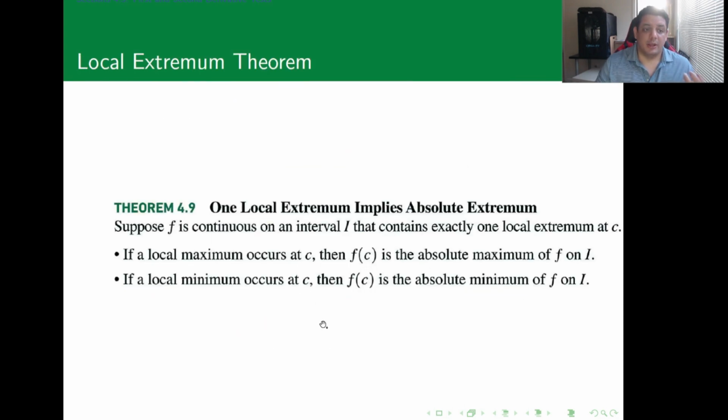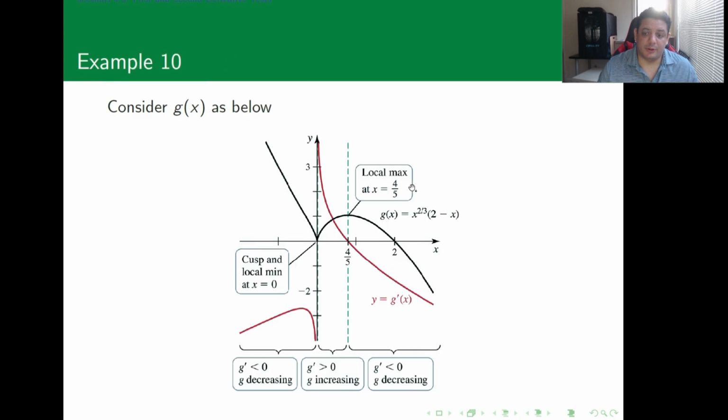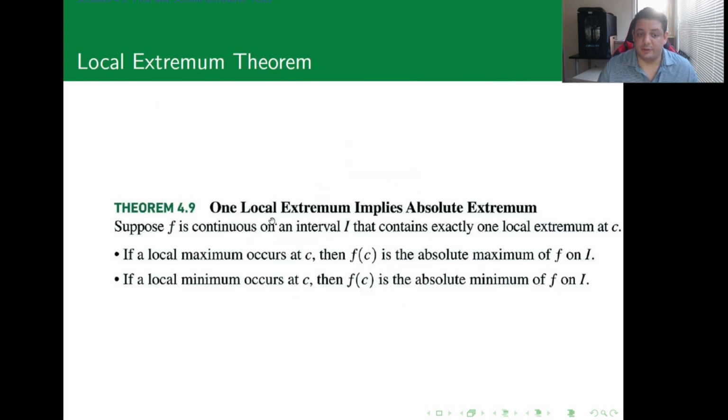Now, with this, we can summarize the behavior of these extrema. We're going to define a theorem: one local extremum implies that we have an absolute extremum. Suppose that f is continuous on an interval, and that the interval contains one local extremum. If the local maximum occurs at c, then f of c is going to be the absolute maximum of f on that interval.